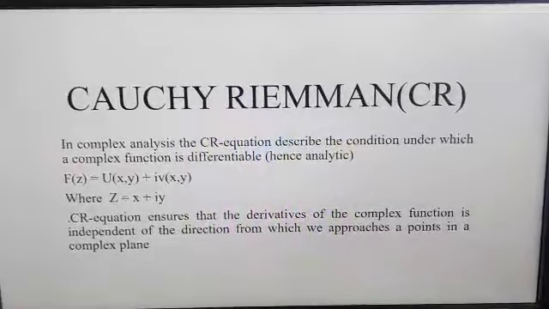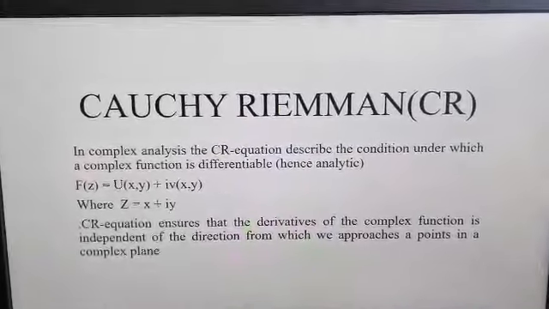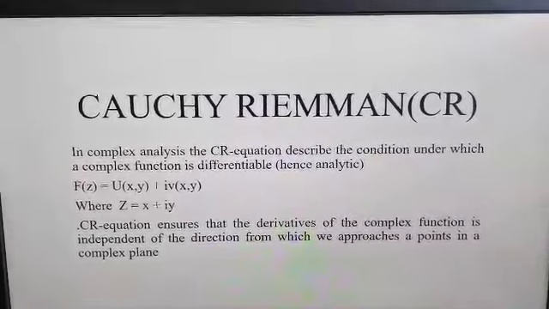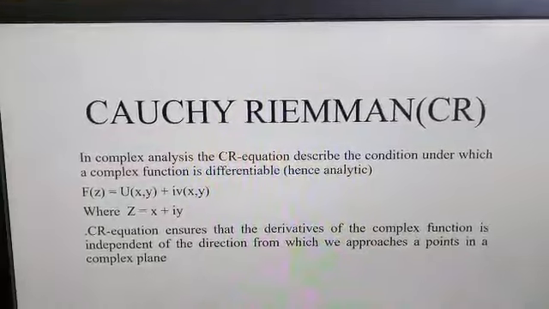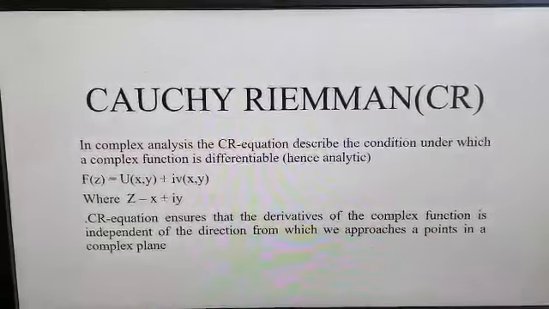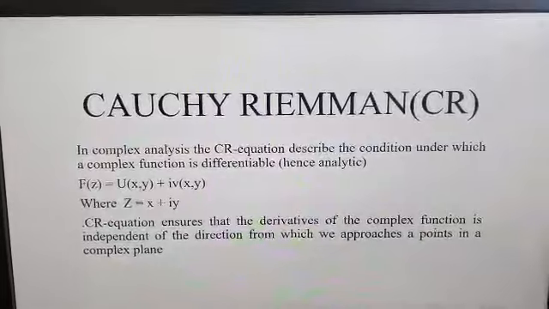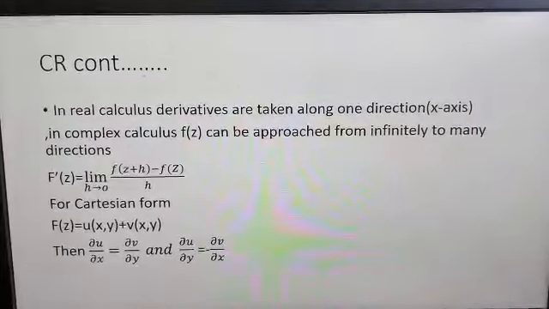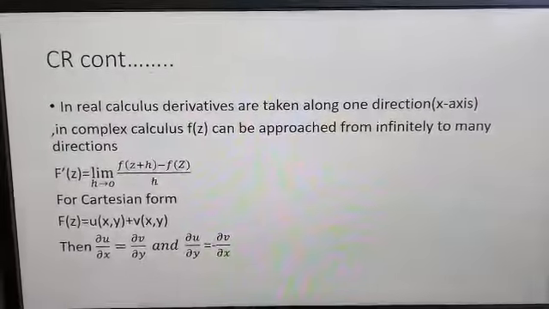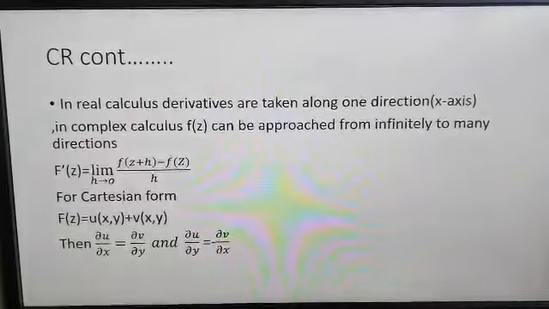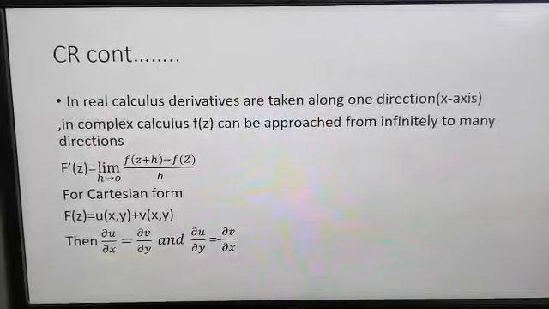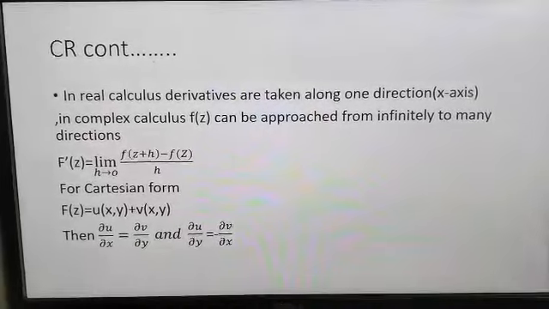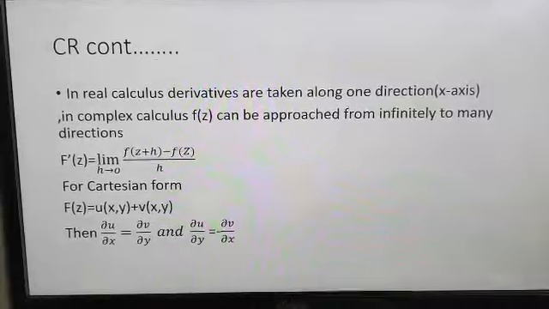This is f of z having both functions u and v, that is, u is the real part and v is the imaginary part. The CR equations ensure that the derivative of the complex function is independent of the direction from which it approaches. In real calculus, derivatives are taken along one direction, the x direction, but in complex analysis, z can be approached from many directions, as shown in this figure.